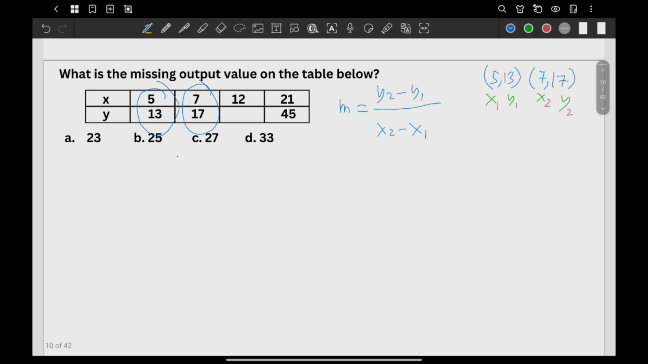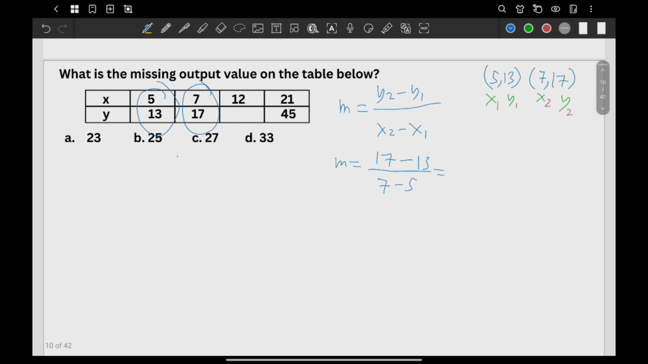What's the value of your y sub 2? So m is equal to, the y sub 2 is 17. So we have 17 minus, what's the value of y sub 1? Y sub 1 is 13. All over, what's the value of our x sub 2? The x sub 2 is 7, minus, what's the value of x sub 1? X sub 1 is 5.